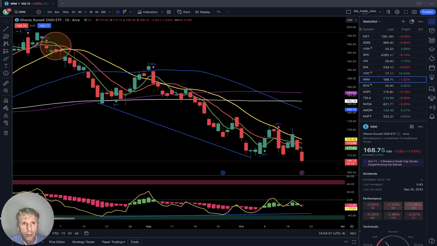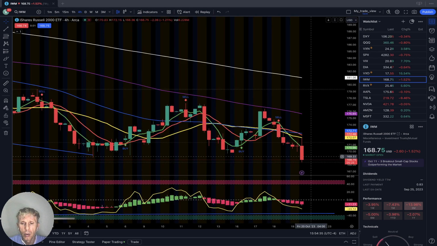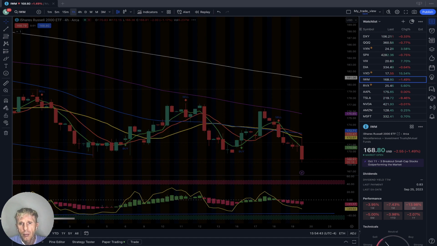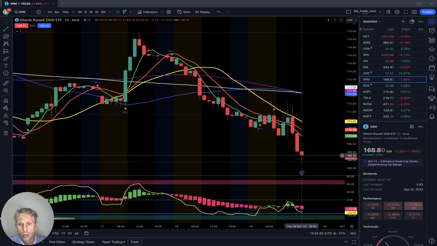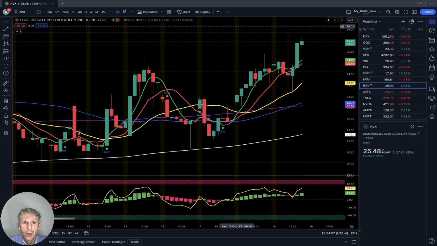On daily time frame, 4 hours time frame, last bar below all moving averages, bearish trend. RSI has bullish divergences, bearish trend. 1 hour time frame, last bar below all moving averages, bearish trend. RSI has bullish divergences, but trend is bearish. RVX plus 5.7%.